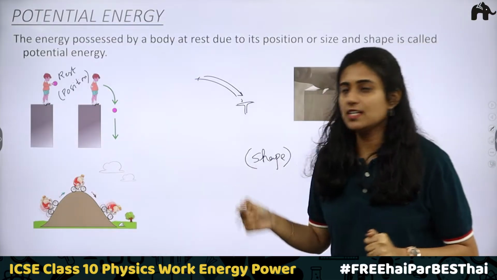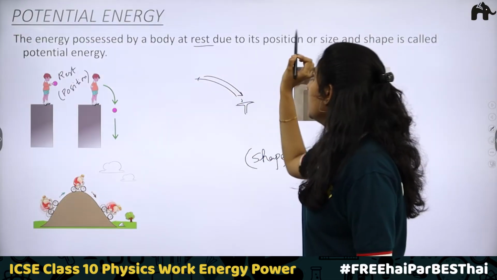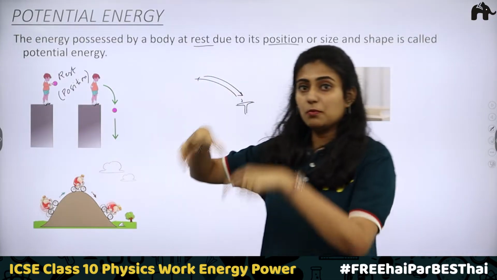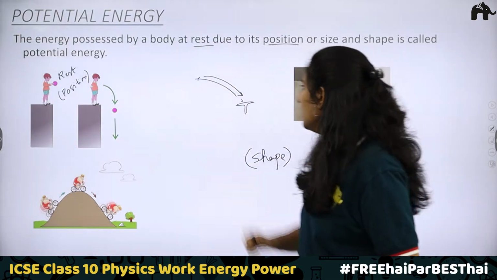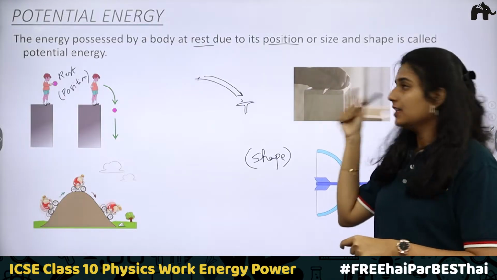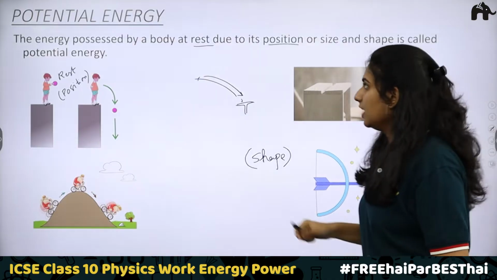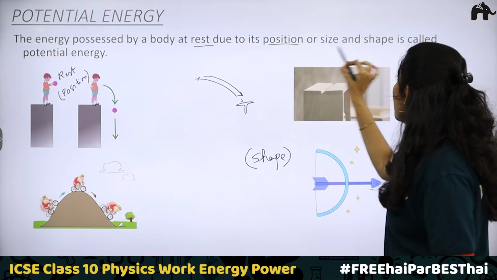So we can define potential energy as energy possessed by a body at rest due to its position. Consider these cases. Here, the ball is raised to a height. Its position gives it energy to move later. Even in this case, at what height the hammer is taken, it helps to move the nail inside. Possessed by a body at rest due to its position or size and shape.